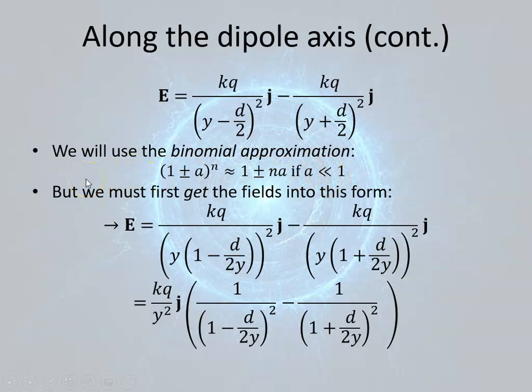So, what does that mean here? Well, first of all, it means that we need to turn these terms in the denominator into terms that can be evaluated using the binomial approximation. So, I need a 1 right here, and I need a 1 right here. In order to do that, I'm going to factor out the thing that I would like to be 1 that isn't 1. So I'm going to factor out a y. And d over 2 is also called yd over 2y.